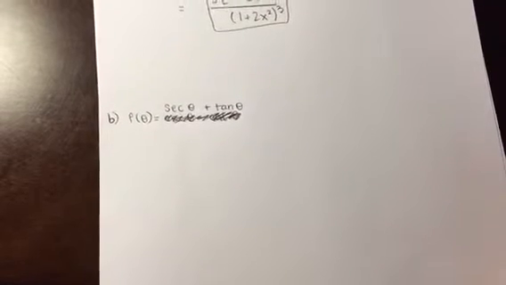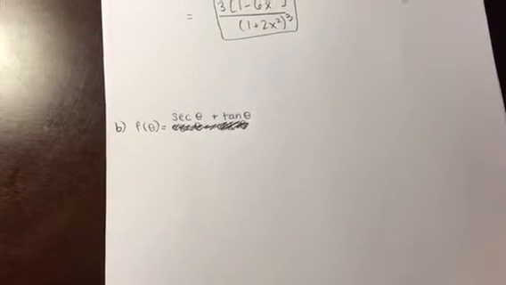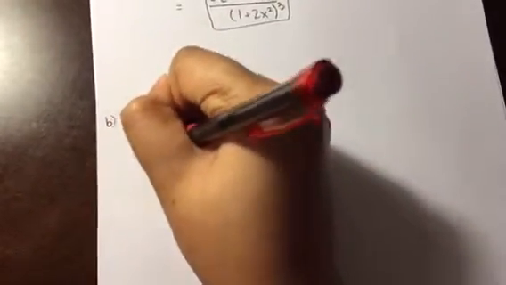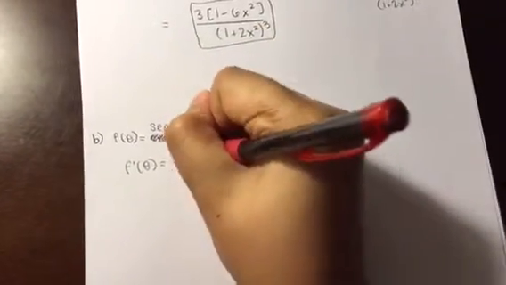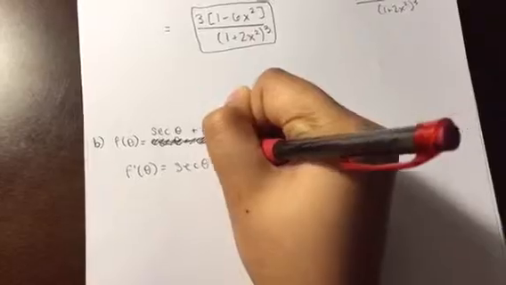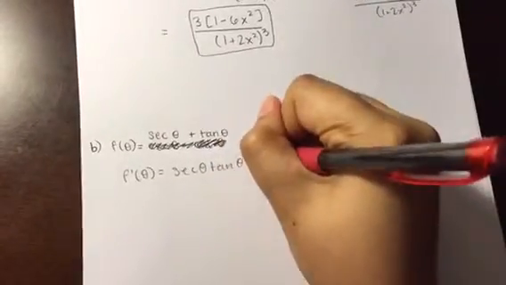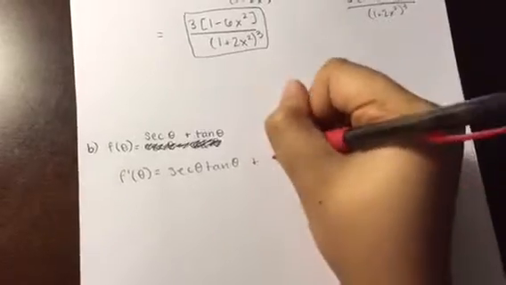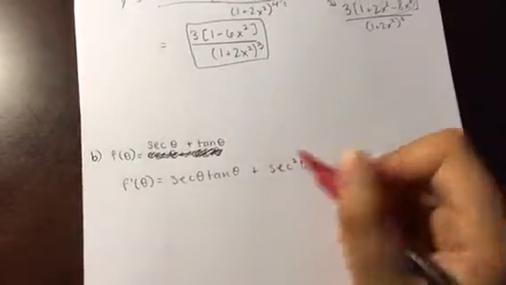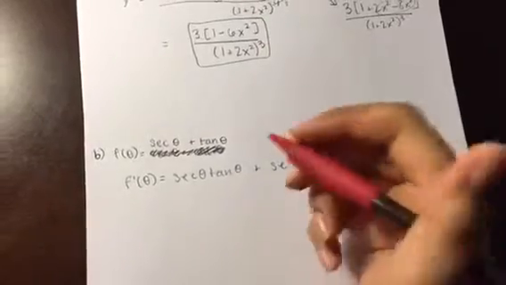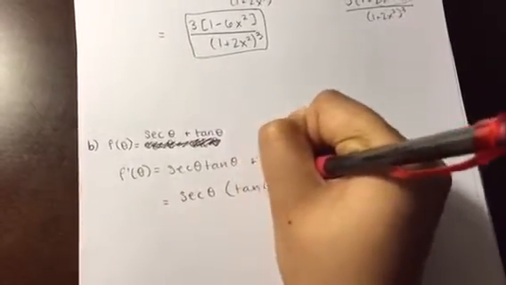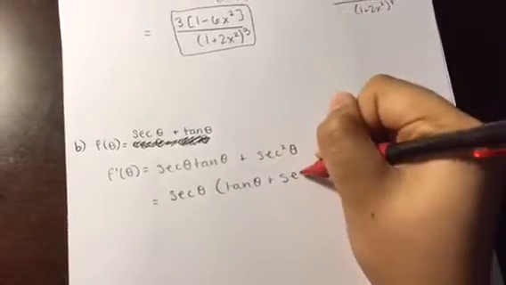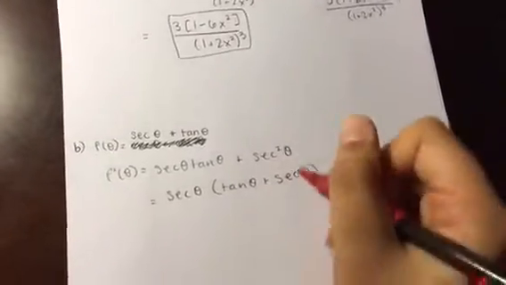Okay, and then for the next part of this question, you have f of theta equals secant theta plus tan theta, and you're still just taking the derivative. So you take the derivative of secant theta, which is secant theta times tan theta, and then add that to the derivative of tan theta, which is just secant squared theta. Both of these parts have secant in it, so you can take out the secant so that you're just left with secant theta times tan theta plus secant theta, and that's your answer.